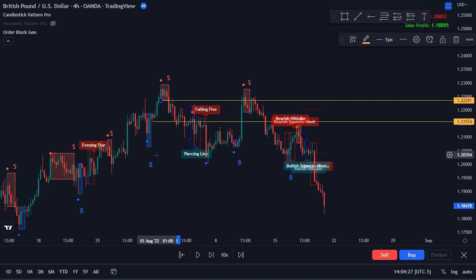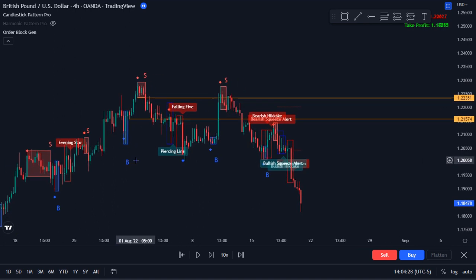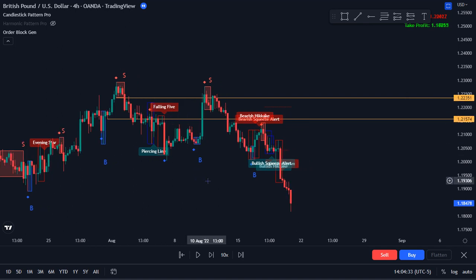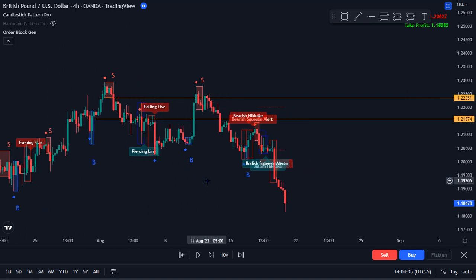I personally like to refine even more to lower time frames, and we're going to do that. And this is why you want to line up all the confirmations you can. See, for instance, with the Candlestick Pattern Pro on here as well, I would like to see a bearish pattern form inside of a bearish order block.